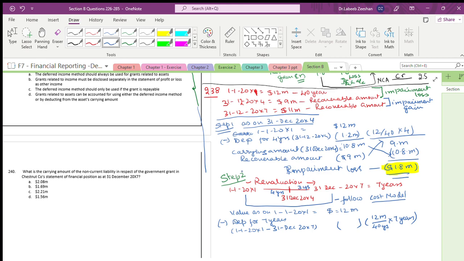Check again. How much? Oh. 2.1 million. How much is the value? Difference?